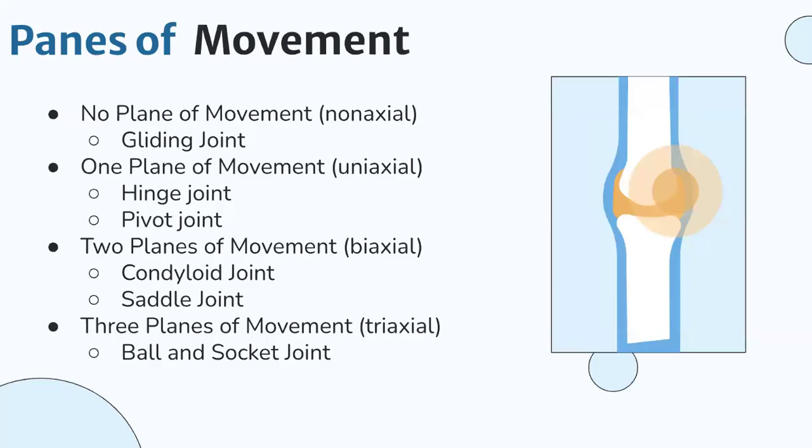Finally, your triaxial joints. This is the one that has a lot of plane of movement. An example is your ball and socket joints, which includes your shoulders, your hips. Those are ball and socket because they can move around a lot, and those are the origins of your appendages, meaning your limbs. So they need a lot of free movement.